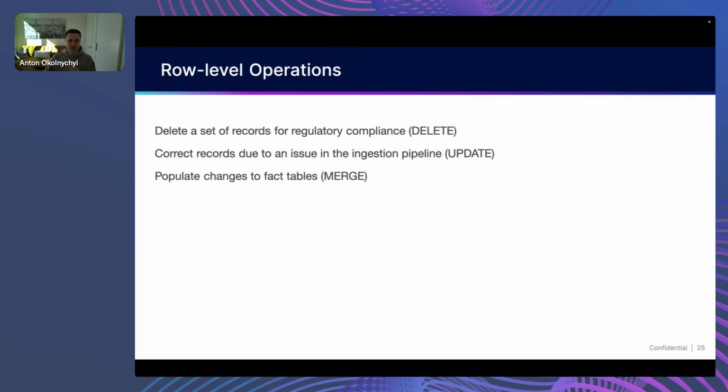The first area is row-level operations. There are a few common use cases here. You may need to delete a set of records for regulatory compliance, or you may need to correct records because of an issue in the ingestion pipeline, or you may need to populate changes to your Iceberg table from other sources. And those changes may not only include inserts, but also updates and deletes. In that case, you can use the merge command, which is a very powerful tool, allows you to perform all those three operations in one transaction.